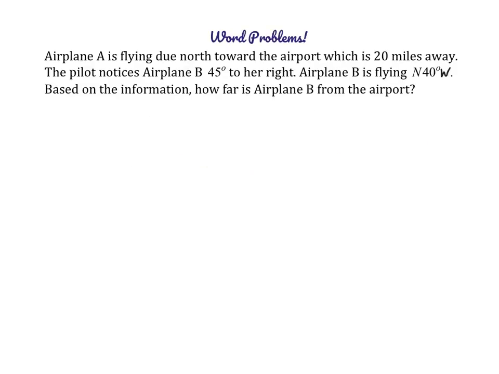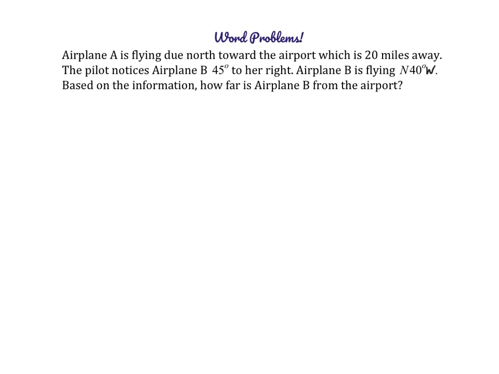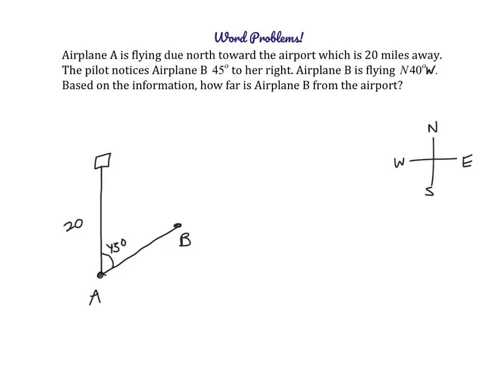All right, last thing we're going to do is try a couple of word problems that may involve law of sines to help us solve. So this says airplane A is flying due north. So just a quick reminder, north, south, east, west. So here's airplane A. Airplane A is flying due north towards the airport, which is 20 miles away. The pilot notices airplane B 45 degrees to her right. So if you draw an angle that is 45 degrees going to the right, somewhere over here we'll find plane B.